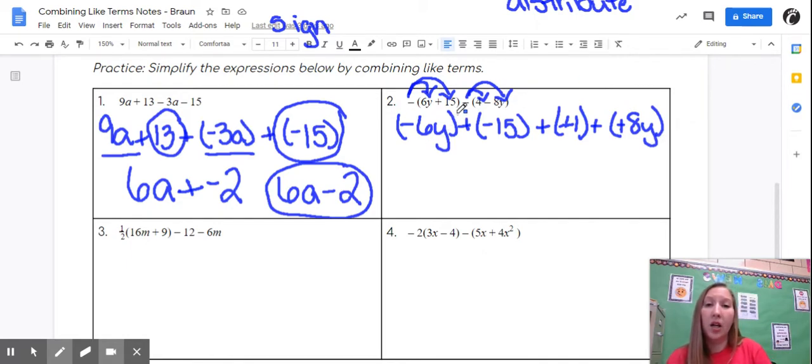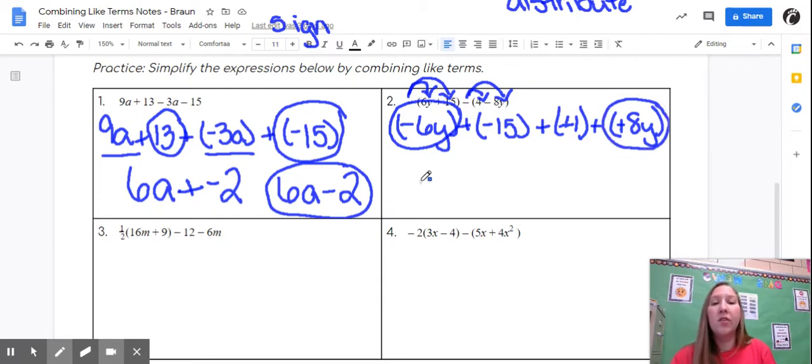So I'm going to come over here and I have negative 6y. Go ahead and circle that. And plus positive 8y. I have negative 6y plus positive 8y. I have one positive and one negative, so I'm going to subtract. 8y minus 6y is 2y. And since my 8y is bigger and it's positive, my 2y is positive.